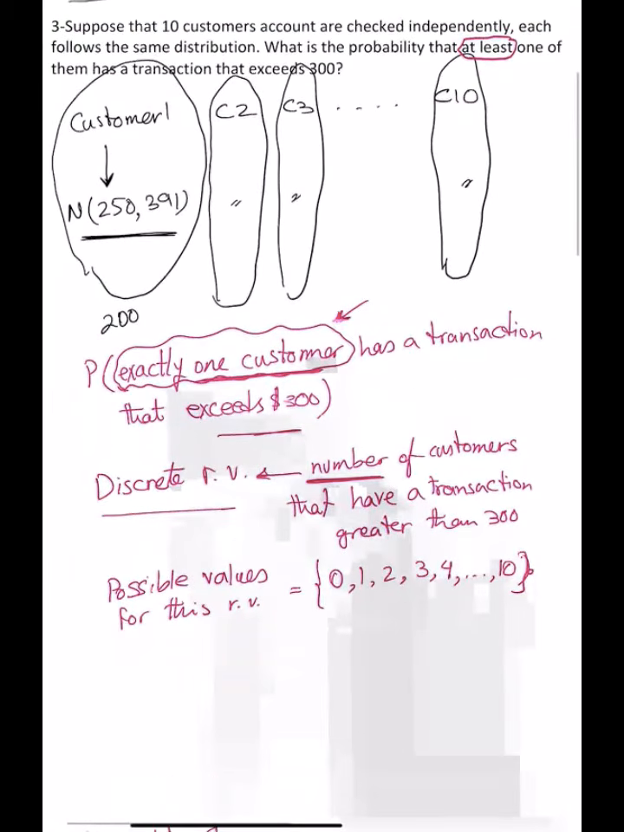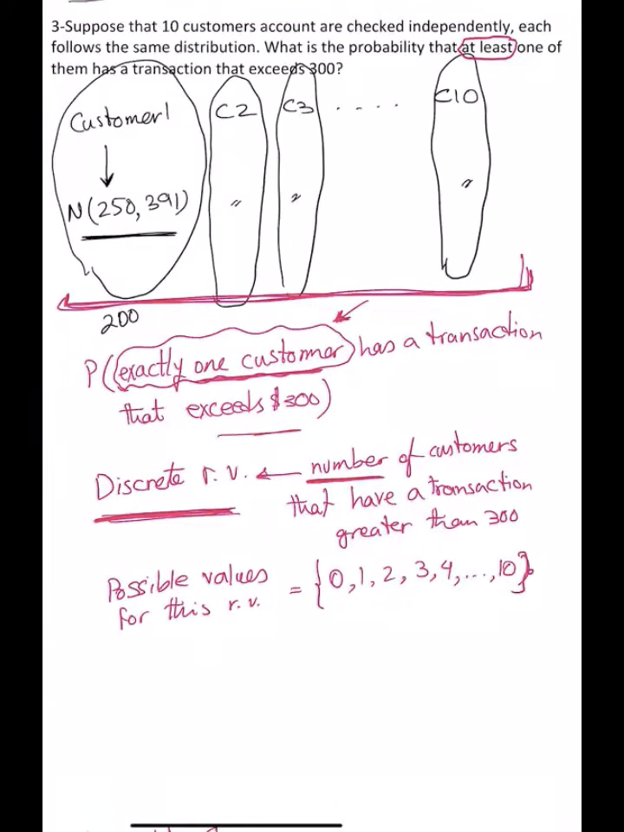If I'm looking at 10 customers, I'm looking at the transactions of each one of them. They are independent from each other. At the end, if I'm looking at how many of these customers has a transaction that is greater than 300, that's the random variable that I have. This is obviously a discrete random variable because I'm looking at number of customers. These are discrete values. I never have 2.3 customers. The possible values are 0, 1, all the way to 10, which means all of the customers have had transaction greater than 300.